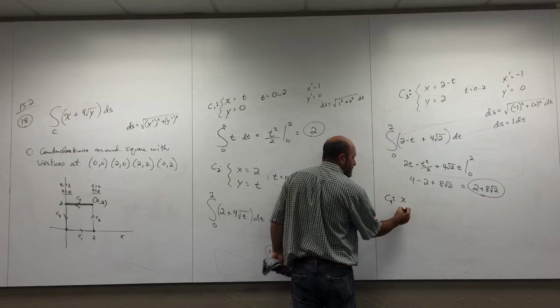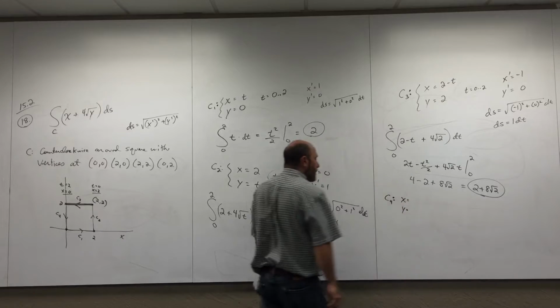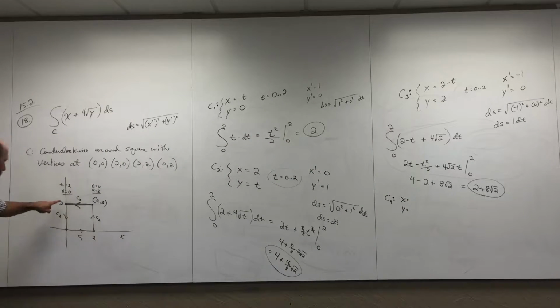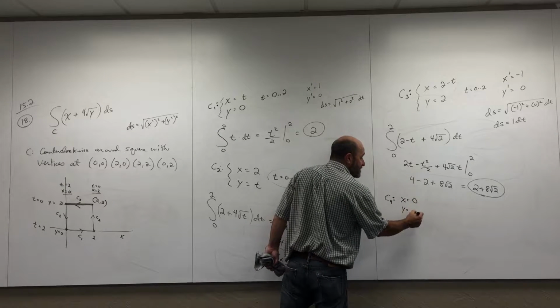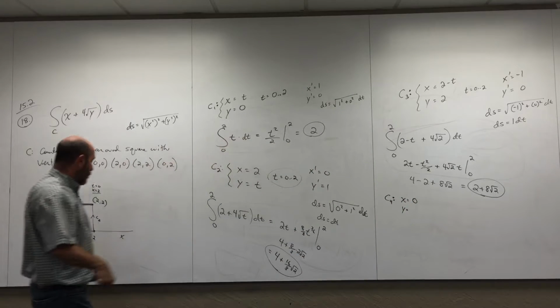I need a parameterization for C4. C4 is this. Again, right up here, y equals 2, and then I'm headed to y equals 0. I think I want that to start at a 0 and go to a 2 for t. By the way, that's y moving. I think x is stuck. X is stuck on 0. And y is moving, but it's moving backwards.